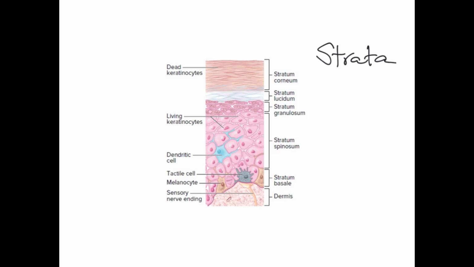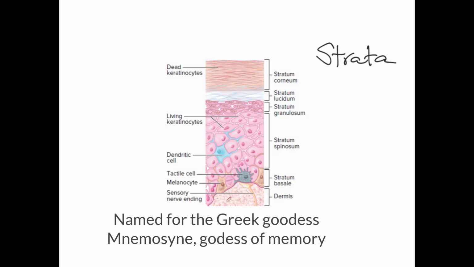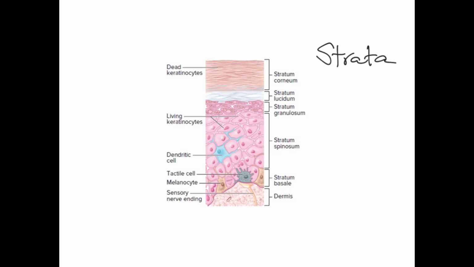All right. So those are our 5 layers. Now your book gives you a mnemonic. A mnemonic is a memory device to help you remember the layers. So it's C, L, G, S, B. Those are the layers: the stratum corneum, stratum lucidum, stratum granulosum, stratum spinosum, and stratum basale.